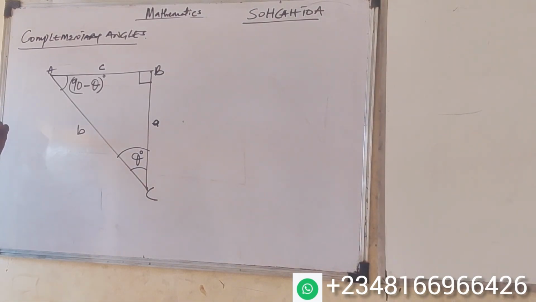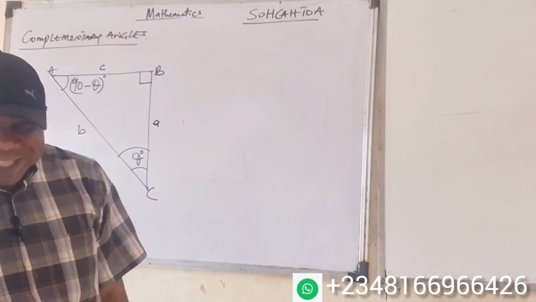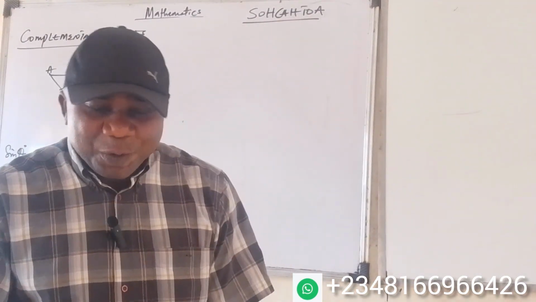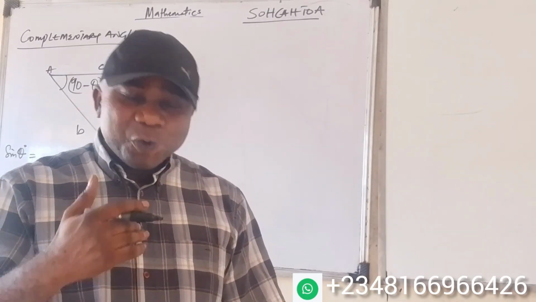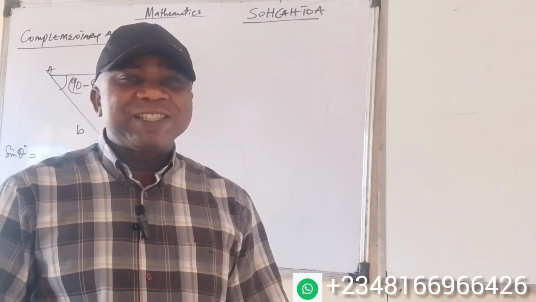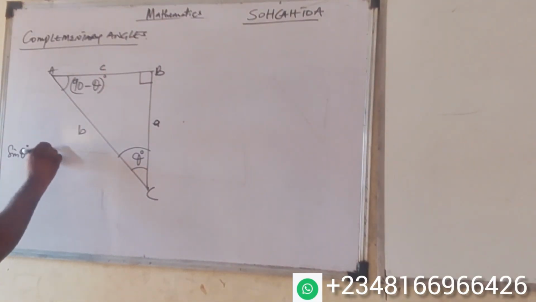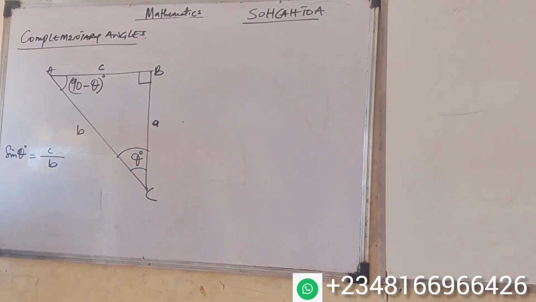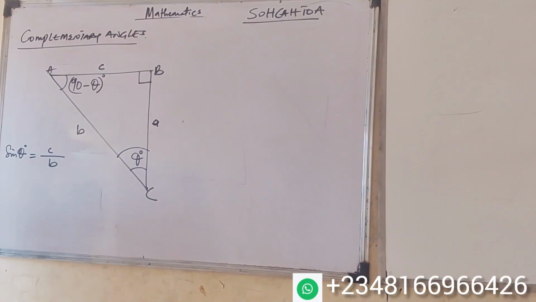Now, let's look at sine theta. Remember from the definition of sine, the sine of an angle is the ratio of the opposite side to the hypotenuse side of the right angle triangle. That is opposite all over hypotenuse. So sine theta is opposite, that is C, all over hypotenuse, that is B.